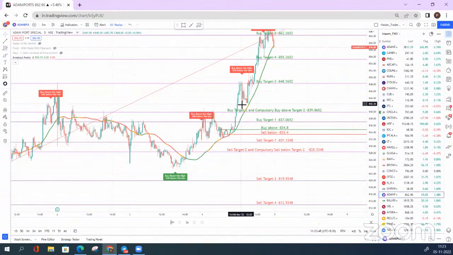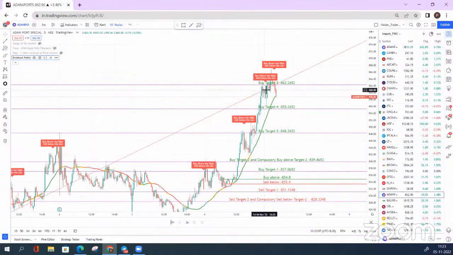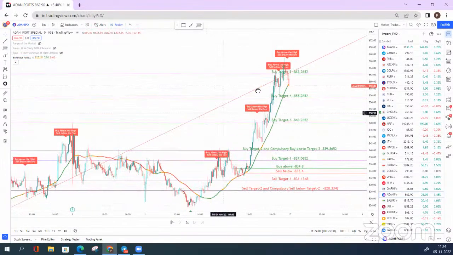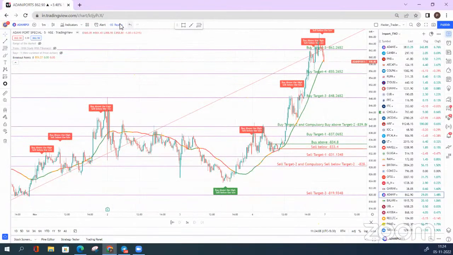You should be holding for the target. Unless you see the trend change, you can keep on holding for the target. First target hit, second target hit, and the final target is also hit. And this one is a ray, which will also keep on changing as per the market change. Let me show you how it works.